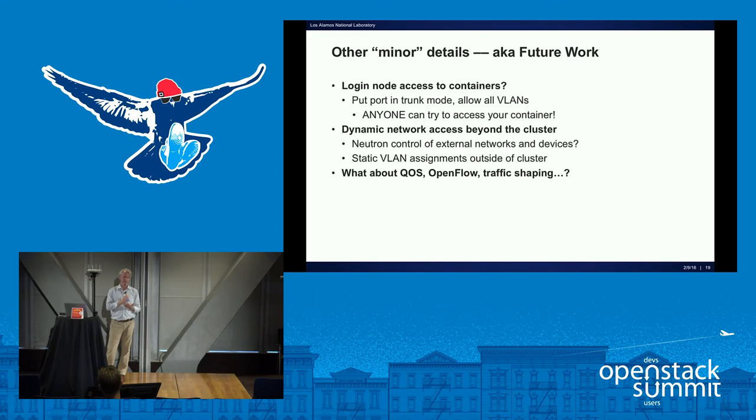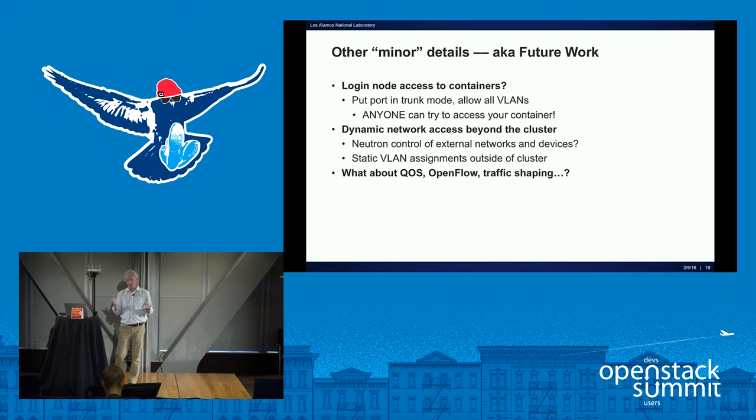And then how about dynamic network access beyond the cluster? One of the use cases earlier was, what if a user wants unfettered internet access? Do we allow Neutron, which is really being controlled by SLURM, which means a user's telling it what to do, do we really want that controlling our infrastructure outside of our cluster? My networking guy says, hell no, I'm not going to allow that. Do we do static VLAN assignments outside of the cluster? Maybe it goes into the third point: QoS, OpenFlow, traffic shaping, all these other things that SDN gives you that we're not doing yet.